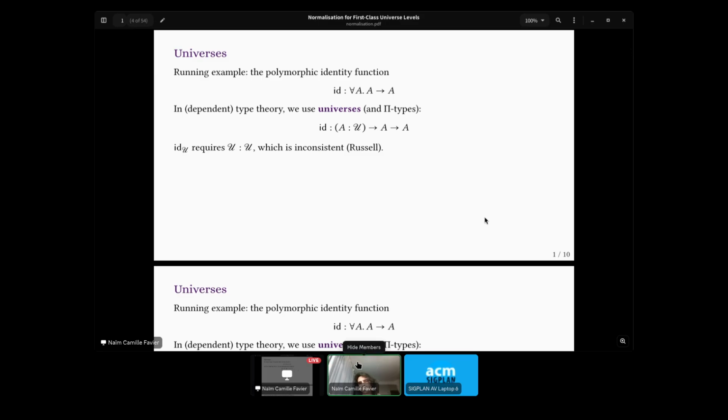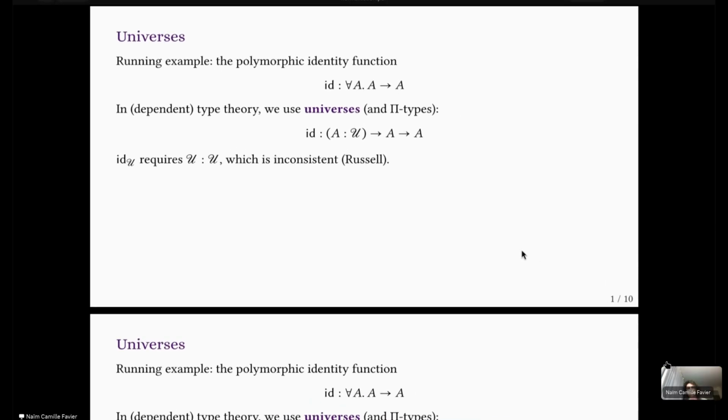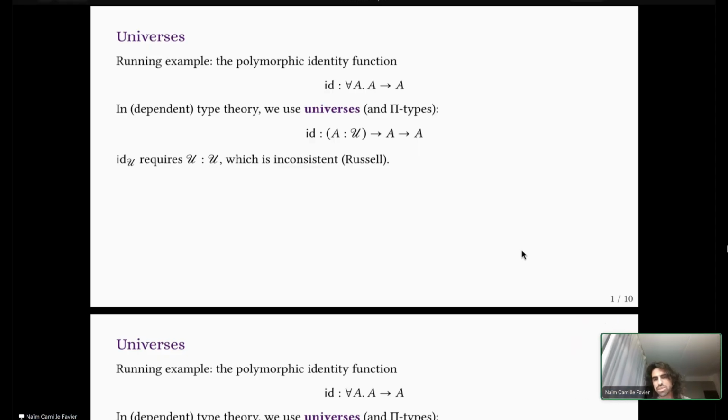But universes have a well-known limitation, which is that we can't have a universe of all types, because that's inconsistent, for the same reason that we can't have a set of all sets in set theory, by Russell's paradox. So this means that we can't use this identity function for the universe itself. We can't apply it to a type, which is not so nice.